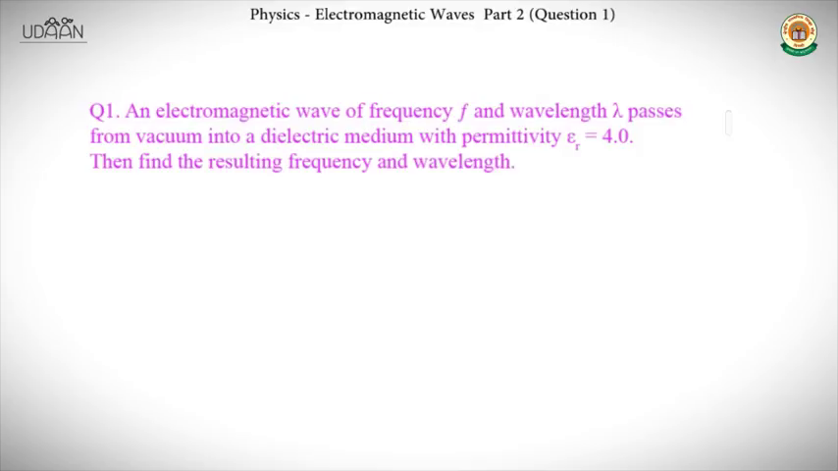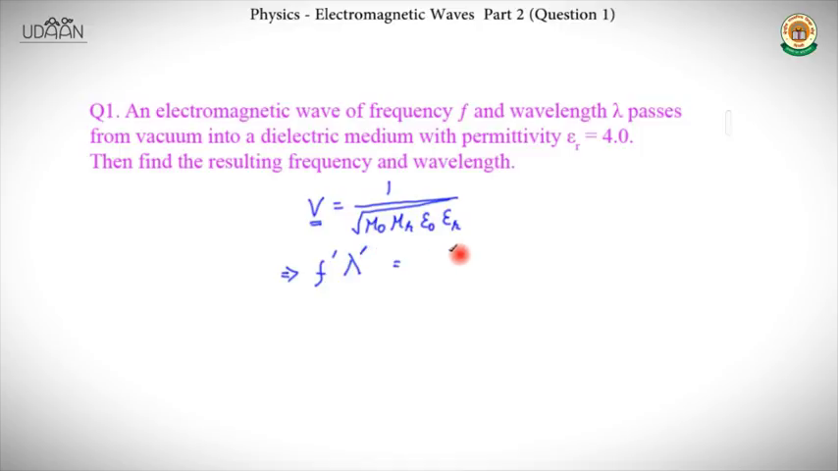To move on with this problem, first we use this formula: the velocity v equals 1 by root over mu naught mu r epsilon naught epsilon r. I gave you this formula in the theory part. This v, the velocity in the dielectric medium, is obviously equal to the frequency in the medium multiplied by the wavelength in the medium. Let us take that as f dash and lambda dash.